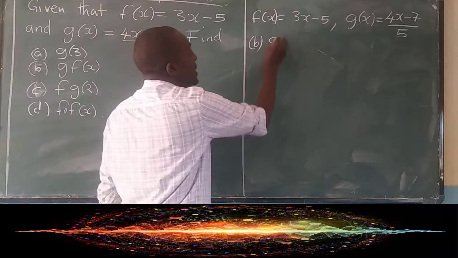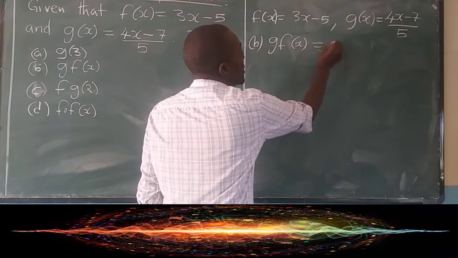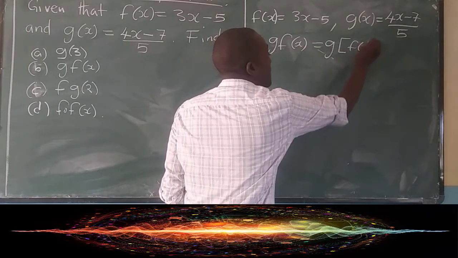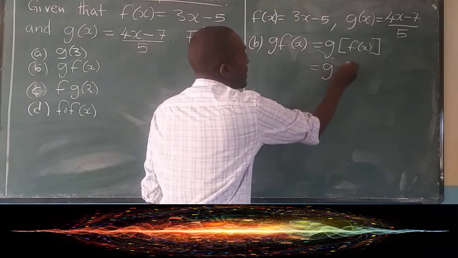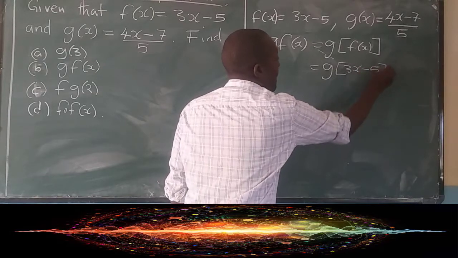Part b says find g f of x, g of f of x. Now this one can also be written as g, then you put brackets, f of x. Like this, and then you are going to have g of f of x, which is 3x minus 5.